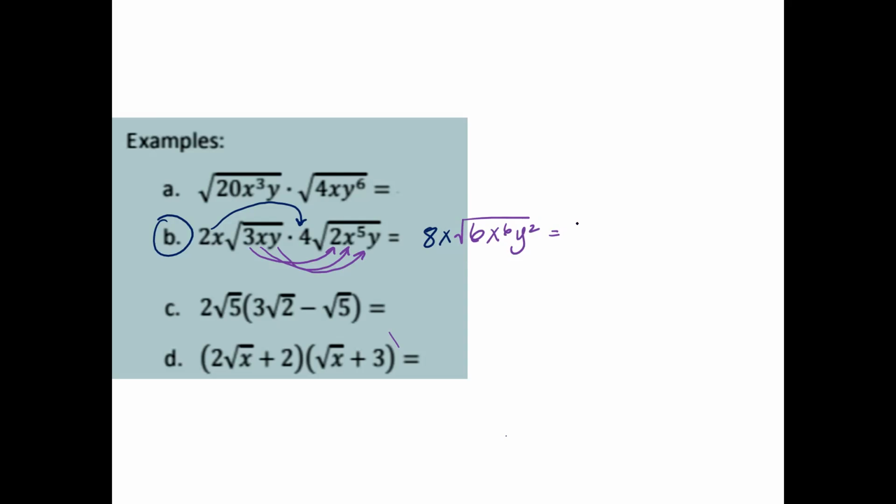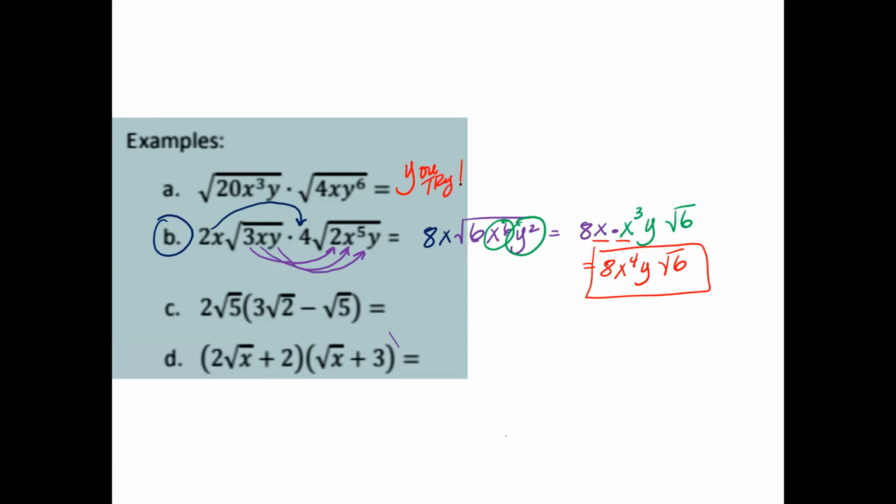Now, I could take some of the x's out. I could take out the 6 to a 3, because I'm just dividing the 6 by 3, and the y, but the 6 stays inside. How many x's do you have? 4y square root 6 is my answer for B. So now I want you guys to try A.